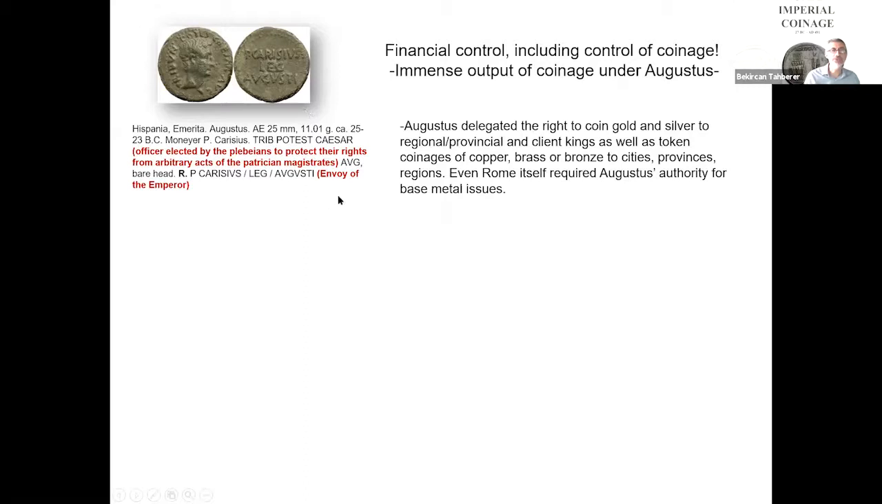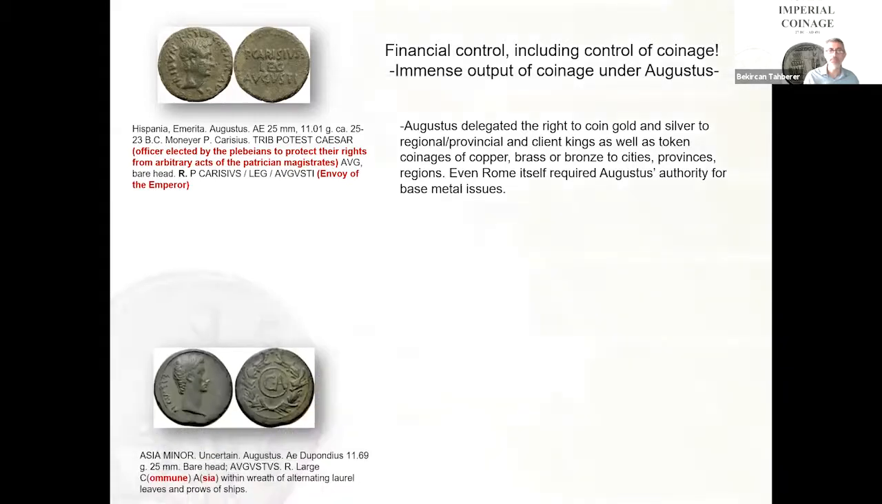So this person, the monnayer, Carisius, simply coins as an envoy of the emperor. So he doesn't have the right to coin even a simple bronze coin, 25 millimeter size, small coin. He has his authority on it.